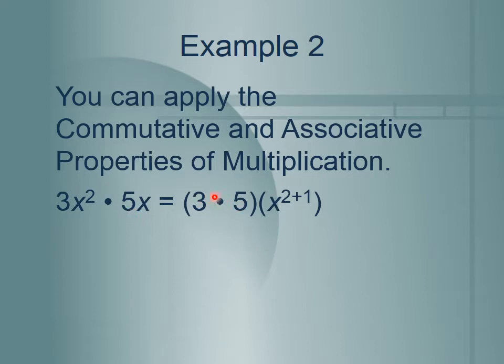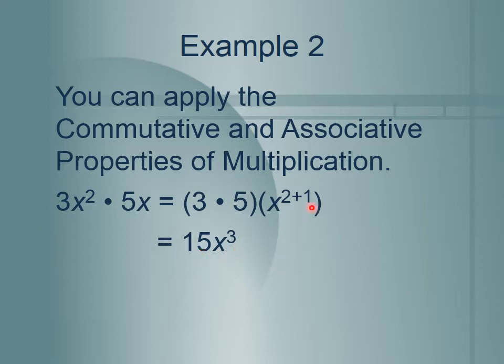So now my 3 and my 5 are together, leaving me x squared and x, which is x to the 2 plus 1, because the bases are the same. And of course, x to the 2 plus 1 is x to the third, and 3 times 5 is 15, giving me my final answer of 15x to the third power.